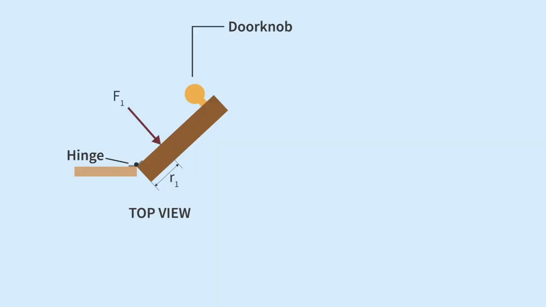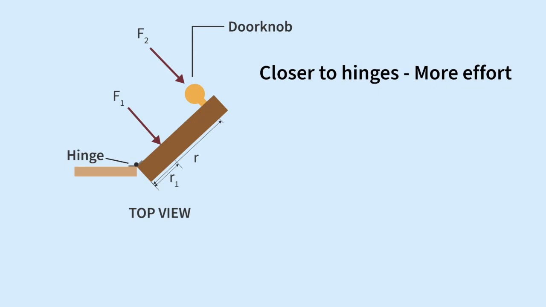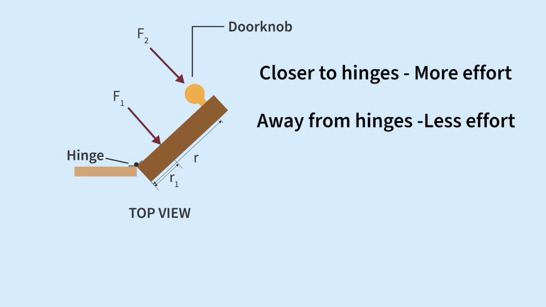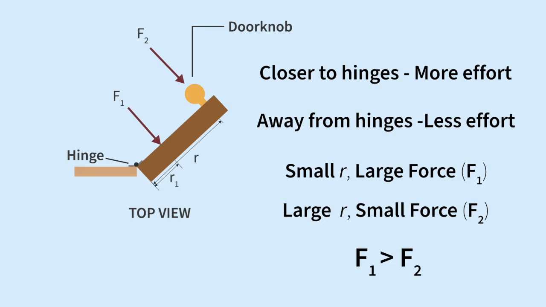Try to push the door close to the hinges. What do you observe? Now, try to push as usual near the doorknobs. What did you observe this time? The closer you push to the hinges, you had to exert more effort or larger force. And in the second case, you could rotate the door with little effort. In other words, the larger the distance from the axis of rotation, the smaller the force required, and vice versa.